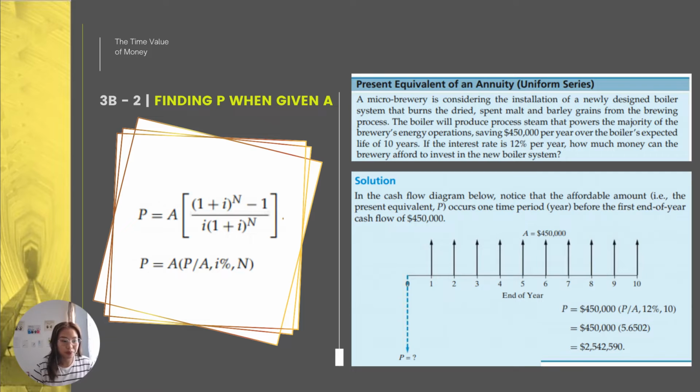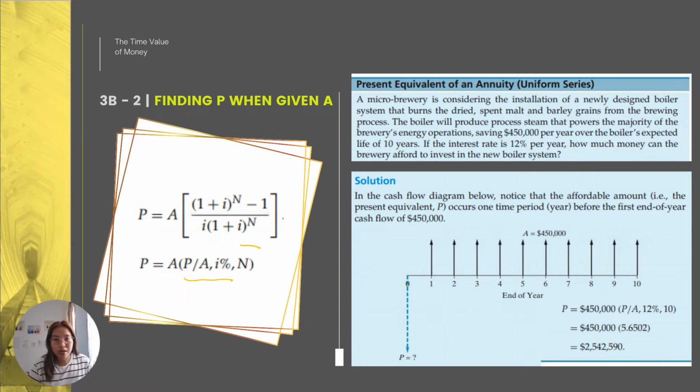So, let's not go through deriving the formula, but this is its functional symbol. This is correct. And here, let's move to the example so that we will know how to apply or use this formula. Here we go.